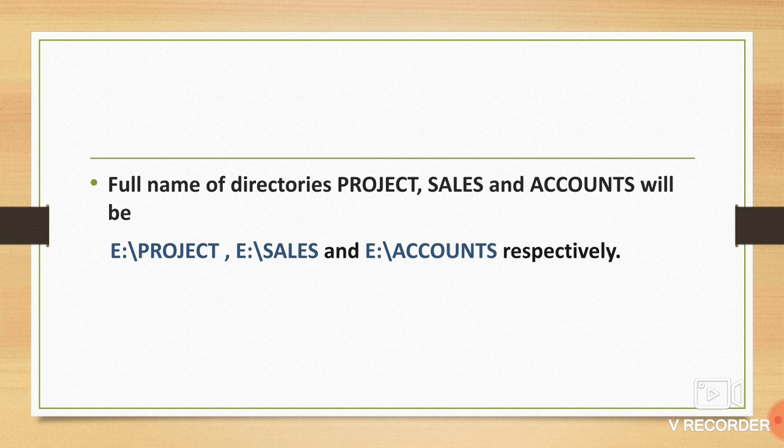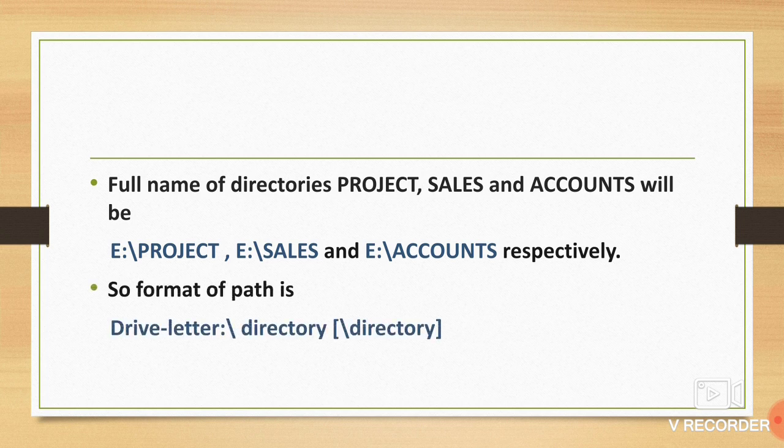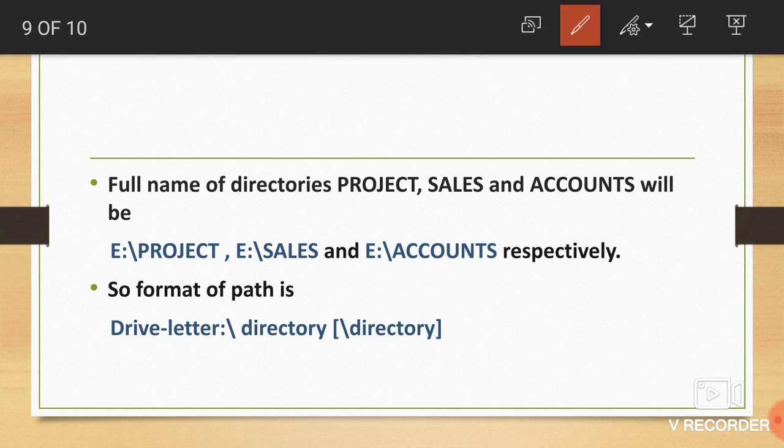Okay, so what is the format of the path? Drive letter. Drive means E drive, F drive, C drive, D drive. It's a drive letter. Then :/ directory, in which directory you are having your file. Again if it is having a subdirectory, you will write the subdirectory and then you will write the name of the file. Okay, so first backslash refers to root directory. First backslash refers to root directory and other backslashes separate the directory name from the previous one.